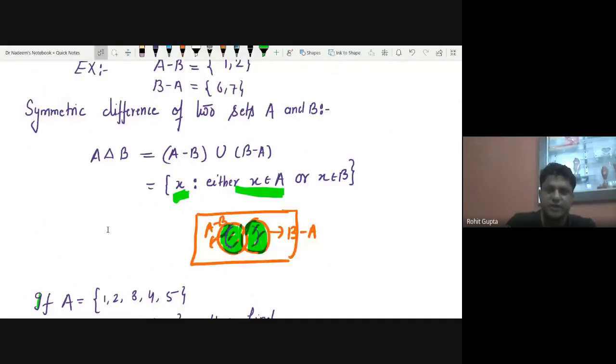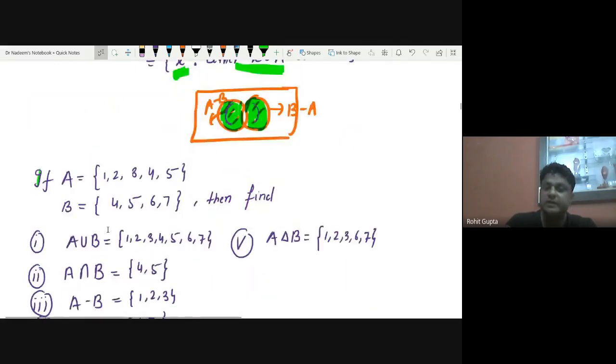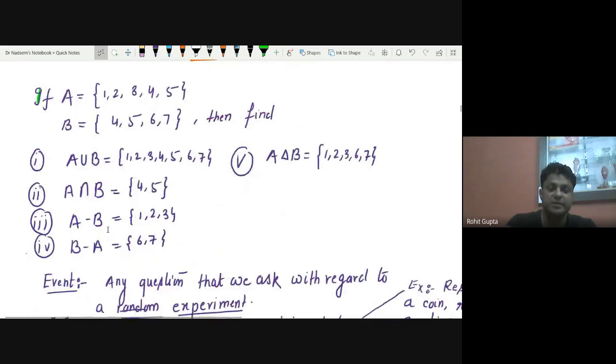Symmetric difference of two sets A and B is denoted by A triangle B, which is A minus B union B minus A. It contains the elements of type X such that X is part of A only or X is part of B only. This is a geometrical interpretation of the symmetric difference. Here are some examples: if A contains the elements 1 to 5 and B contains 4, 5, 6, 7, then find A union B, A intersection B, A symmetric difference B, A minus B, B minus A.